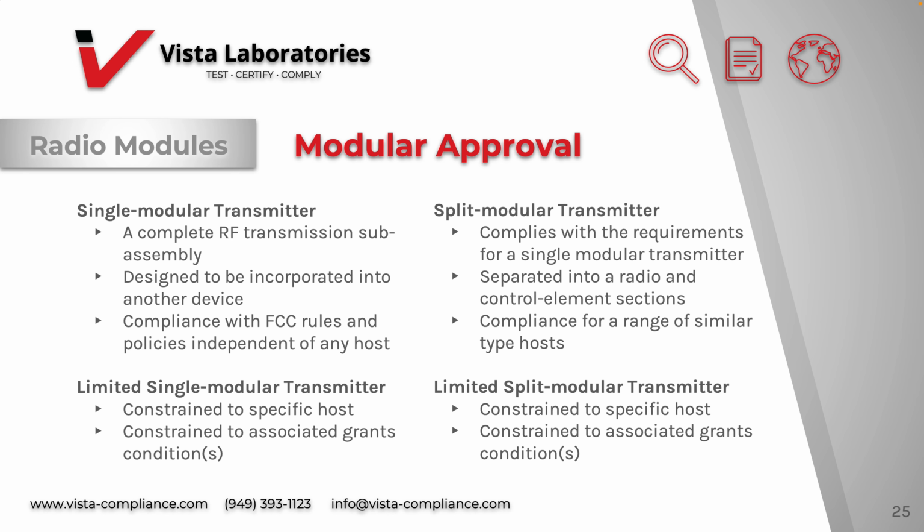Modular approvals are for tangible, clearly delineated devices that operate when installed within or attached to a host product in one of the following 4 physical configurations. The first one is the singular modular transmitter: a complete RF transmission subassembly designed to be incorporated into another device, with compliance with FCC rules and policies independent of any host. Limited singular modular transmitter: constrained to specific hosts, constrained to associated grant conditions.